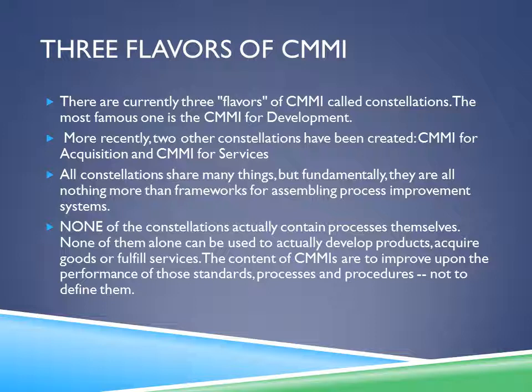3 flavors of CMMI. So there are currently 3 flavors of CMMI called constellations. The most famous one available is the CMMI for development. It has been around in one version or another for roughly 10 years and has been the subject of much energy for over 20 years, when including its CMM ancestors. More recently, there are 2 other constellations that were formulated: CMMI for acquisition and CMMI for services. All constellations share many characteristics, but they are fundamentally all nothing more than frameworks for assembling process improvement systems.